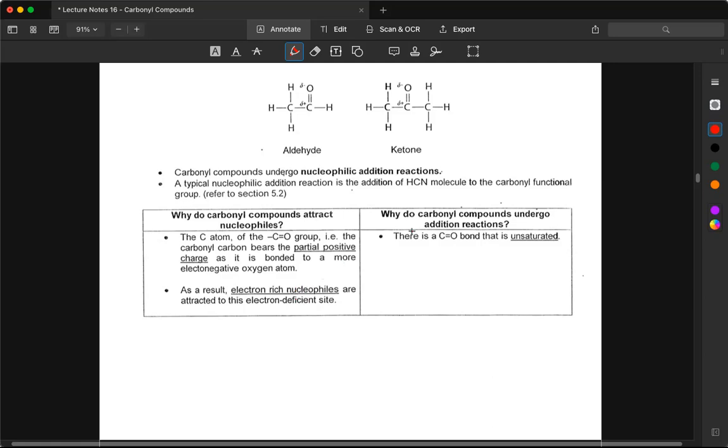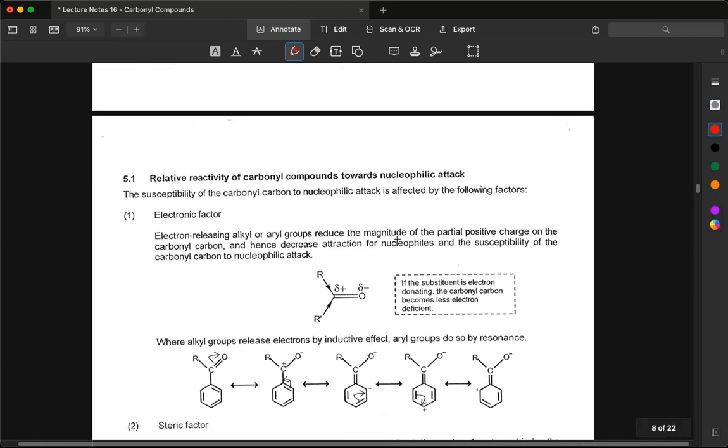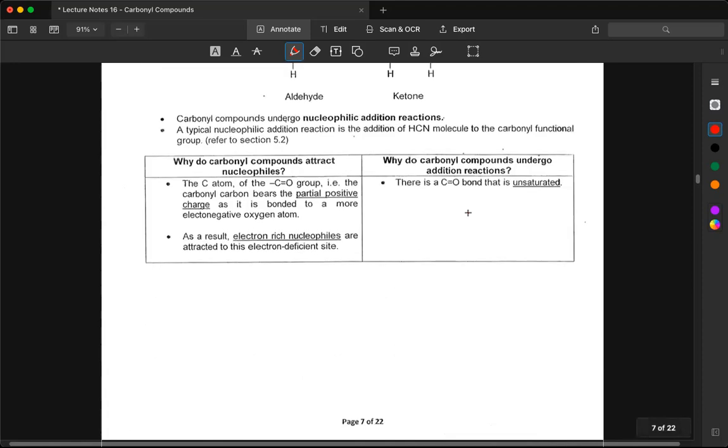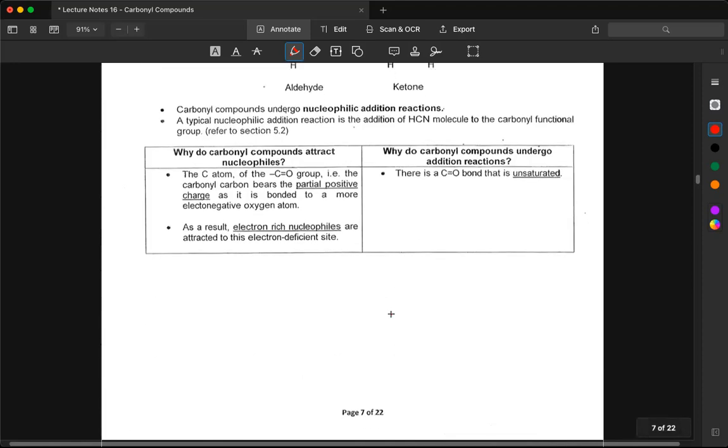And why is it addition? Because the C double bond O is unsaturated. So as long as you have a double bond, it's considered unsaturated. All right.